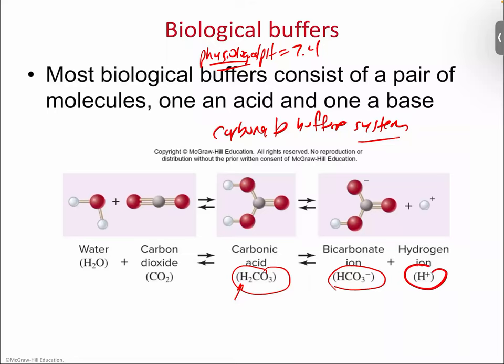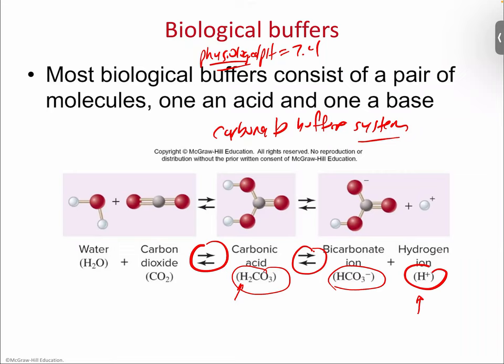But guess what? If you're breathing too much CO2 and you're increasing your acidity way too much, then you've got to readjust that, don't you? You've got to get that back down to your 7.4. So notice all these reactions are reversible, right? That gives that reversibility of biological reactions.